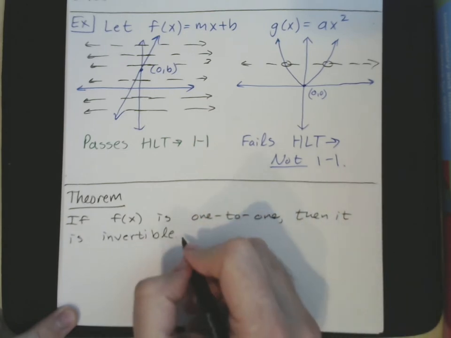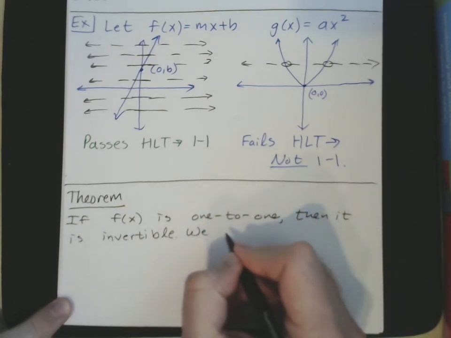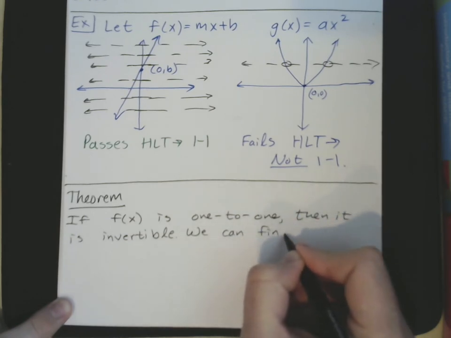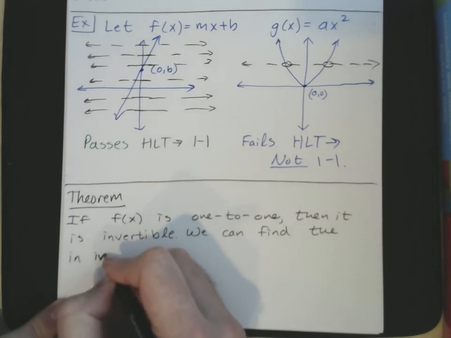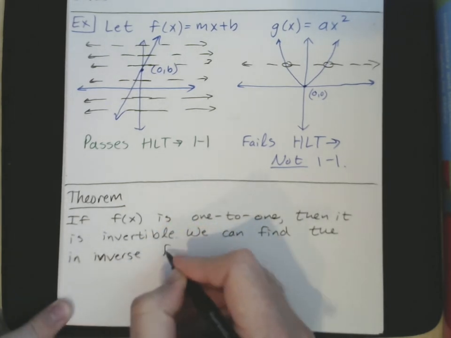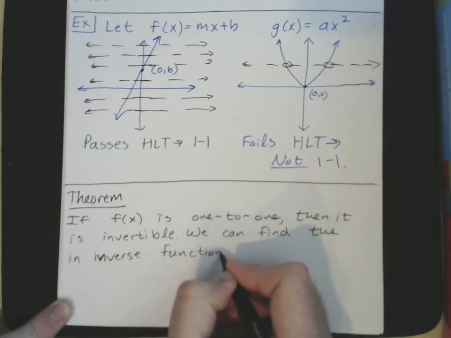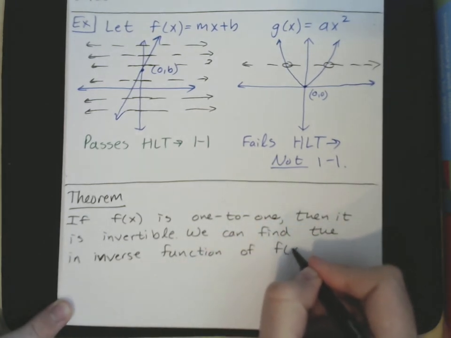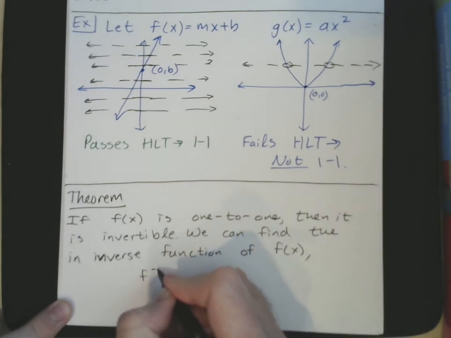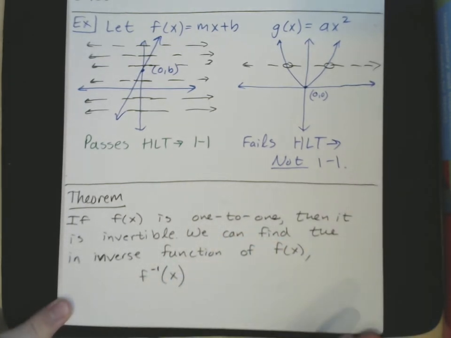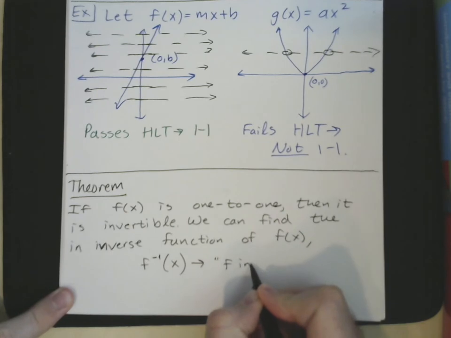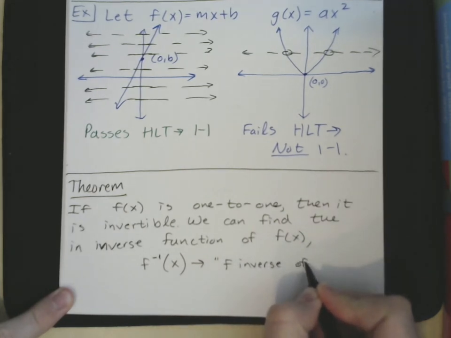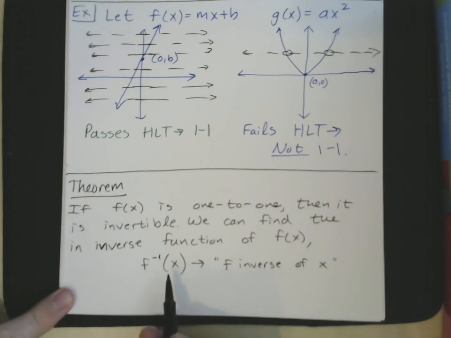And to be invertible means that we can find the inverse function of f of x, and we denote that f with a -1. So this is not f to the -1. We read this literally as f inverse of x. So anytime you see a -1 before the parentheses, that means inverse.